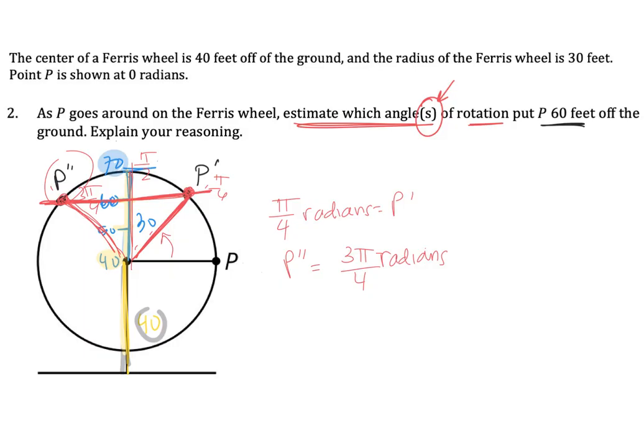So again, how did I do that? I knew this was 40, I knew the top was 70, and I just thought of this as a y-axis and evenly dispersed it, drew my horizontal line across, and it looked like it was splitting it in half, which means it's about pi over 4.